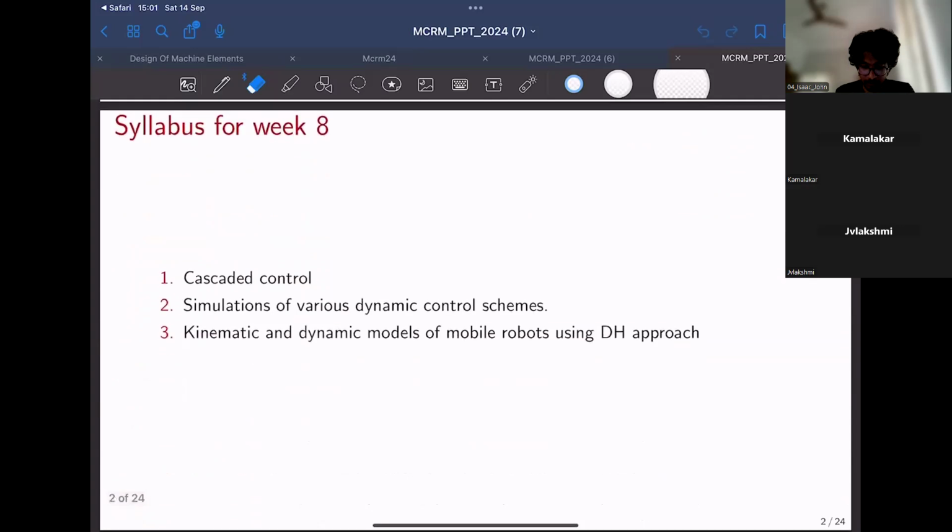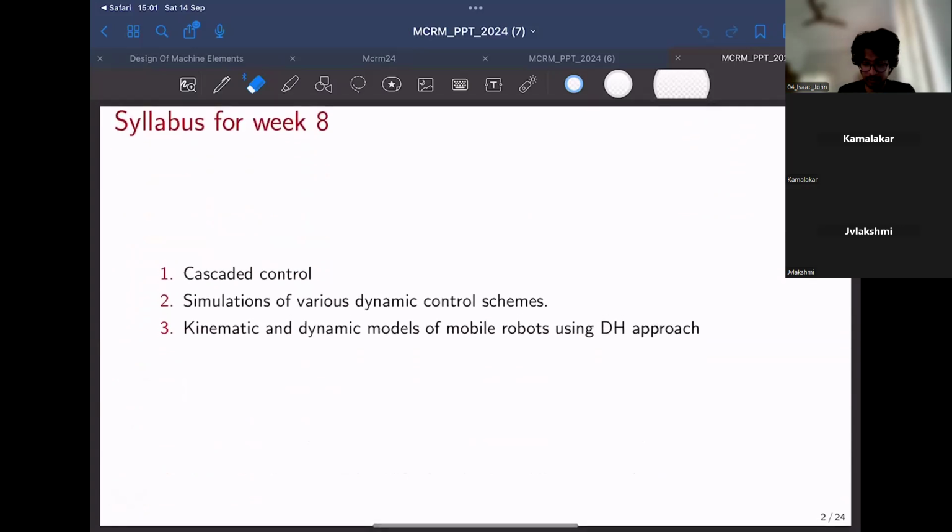Just to give a brief overview of the syllabus that we have discussed, it was mostly MATLAB simulations of whatever we have seen during the last lectures. The standalone factor was this cascaded control and its development. Then we have also seen MATLAB simulations of various dynamic control schemes. And then we have seen the kinematic and dynamic models of mobile robots using the DH approach.